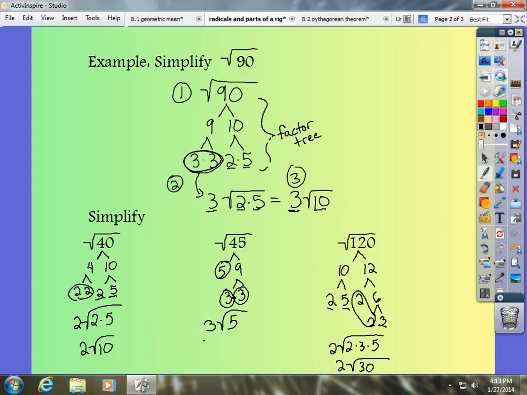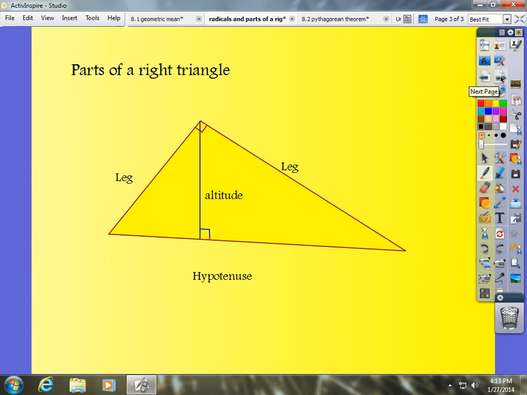And just for tomorrow's lesson, parts of a right triangle. We need to remember these. The 2 parts that make up the 90-degree angle, this side and this side, are called the legs. The side opposite the right angle, notice opposite the right angle, this is the hypotenuse. It's always the longest side. The hypotenuse is always the longest side, and it's always across from the right angle.